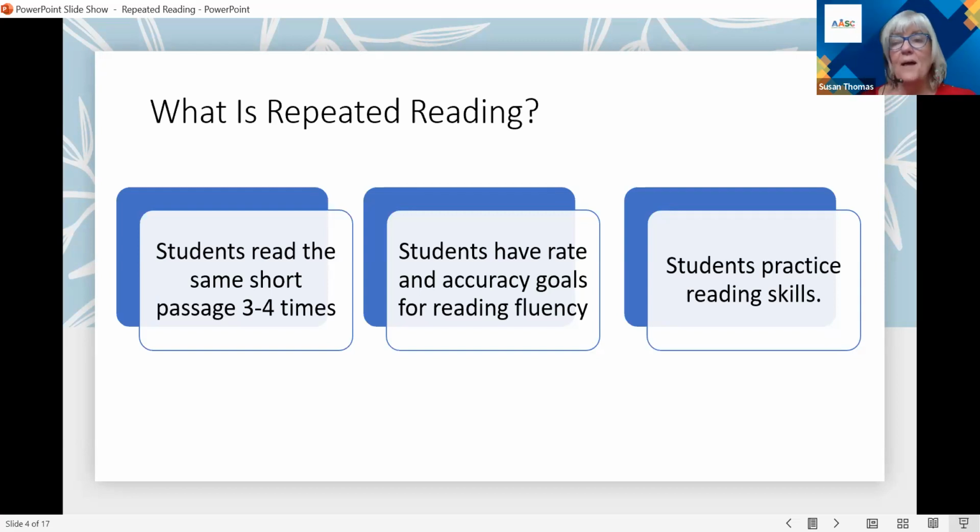I like to talk about this like practicing sports, or when I took piano and I played the same things over and over again so that I would get better at them. Repeated reading is the same concept: if we practice something and become more proficient, we get better and better, and then we change up what we do.